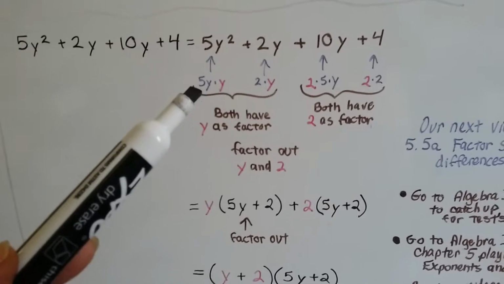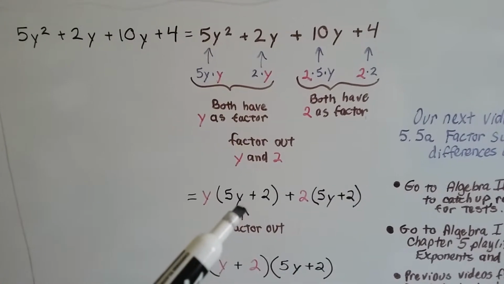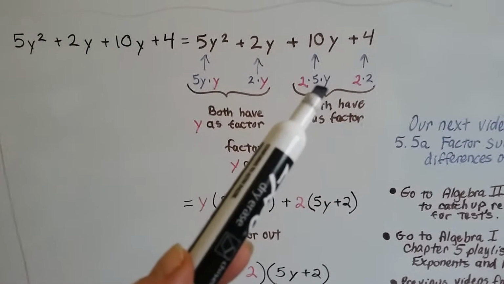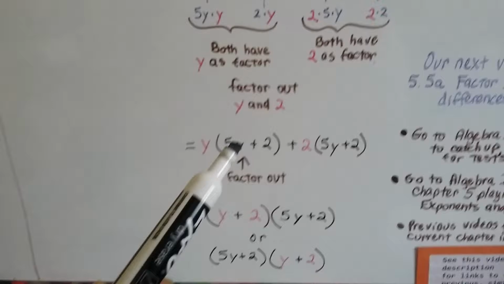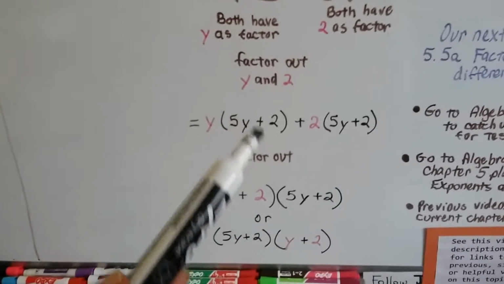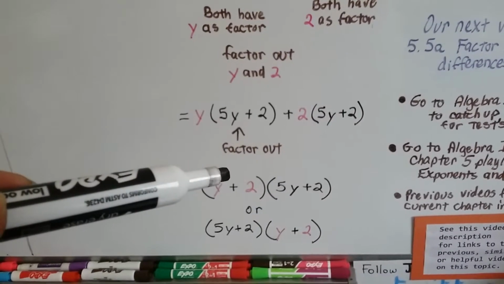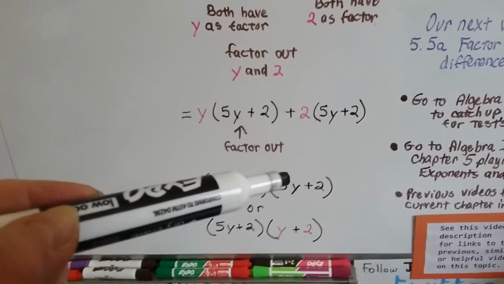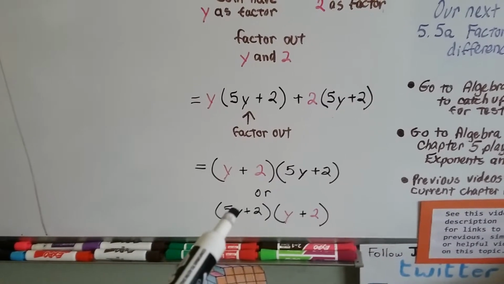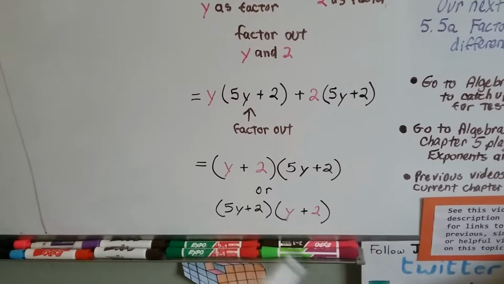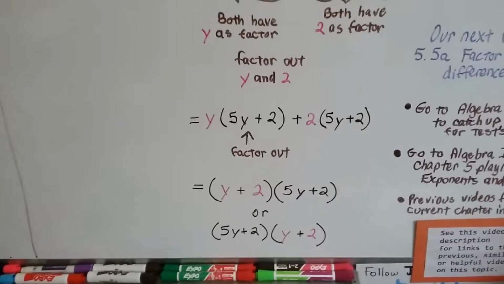All that's left over is a blue 5y plus a 2. And that goes in the parentheses. All that's left over on this side is a blue 5y plus 2. Because we have 2 of them, we can factor one of them out, and we put the y plus 2 in the front parentheses, and we drop down the other 5y plus 2. We can even flip it around and make it 5y plus 2 times y plus 2, right? Because it doesn't matter what order we multiply them in, right? Okay? I hope you understood that.